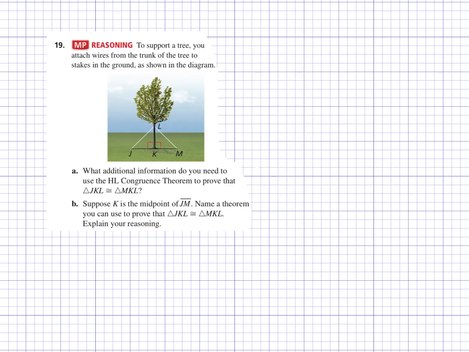All right. To support a tree, you attach wires from the trunk of the tree to stakes in the ground, as shown in the diagram. What additional information do you need to use the hypotenuse leg congruence theorem to prove that the triangles are congruent? All right. Well, you have to know that JL, the hypotenuses, are congruent to LM. You'd have to know that.